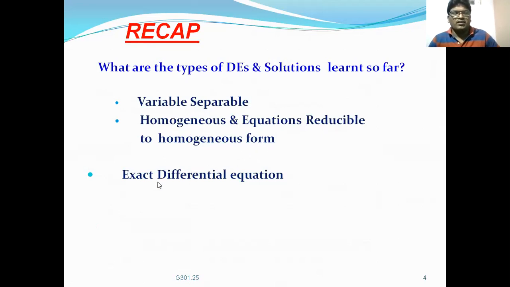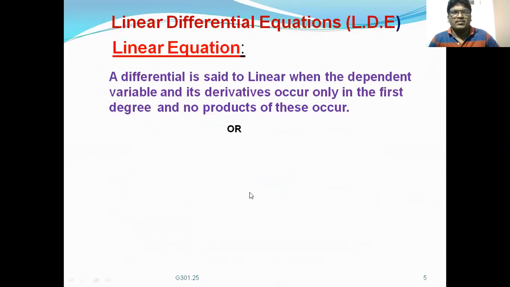It will reduce to variable separable, then after integrating, you will get the required solution. Another topic is exact differential equations. These topics we discussed in the previous session. Variable separable is completed, homogeneous is completed, and if the given function is not homogeneous, then we reduce the equation into homogeneous, apply the variable separable method, and get the required solution. The third method, exact differential equation, is also completed in the previous session. Today we will discuss the linear differential equation. What is the linear equation? We will learn the definition of the linear differential equation.